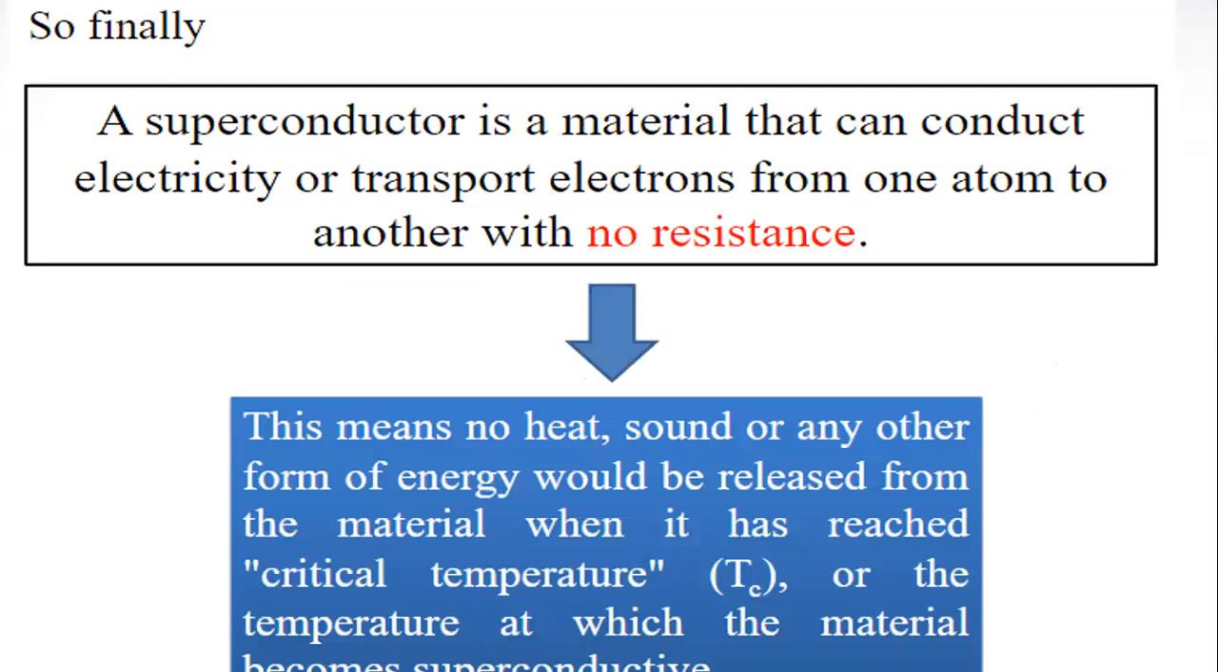So superconductivity is the property of a material conducting electricity, transporting electrons from one atom to another, with no resistance. Finally, what is a superconductor? If someone asks you how you define a superconductor, we say it is a material which conducts electricity from one atom to another atom with no resistance at a critical temperature. This is called a superconductor.